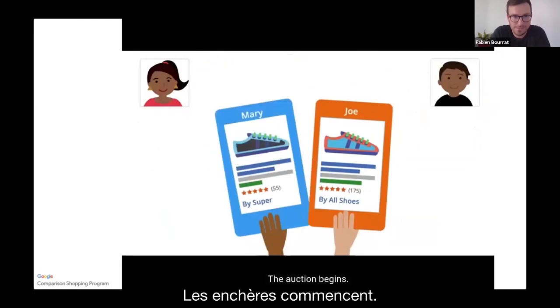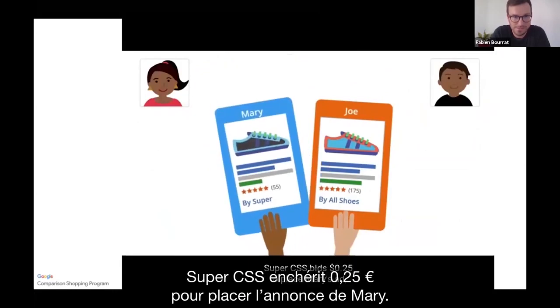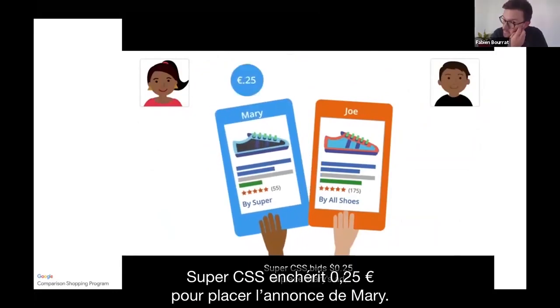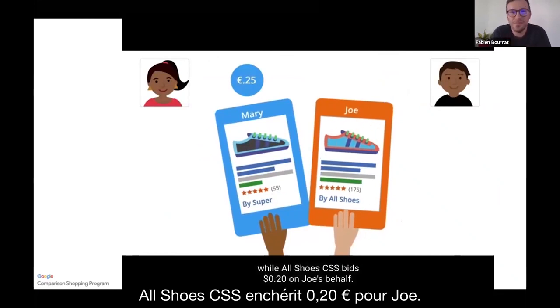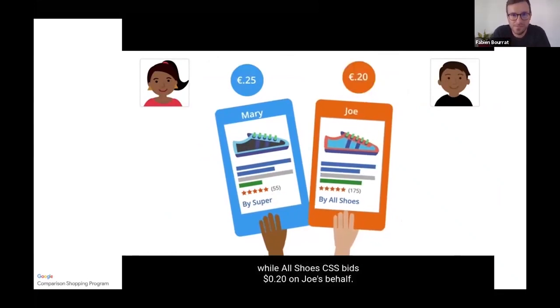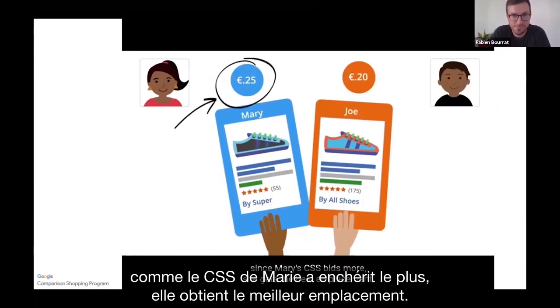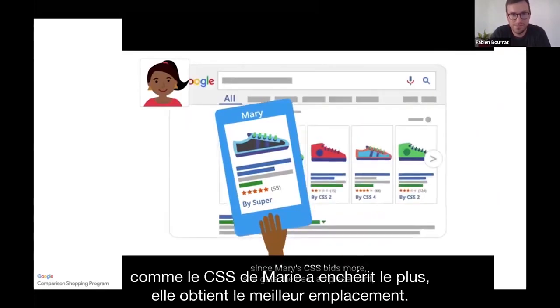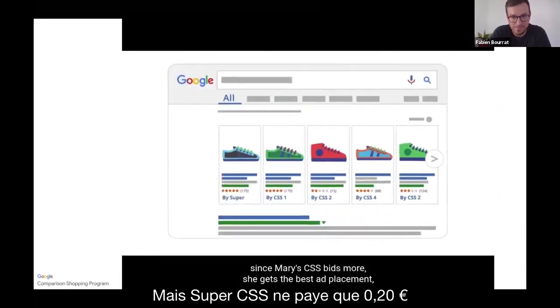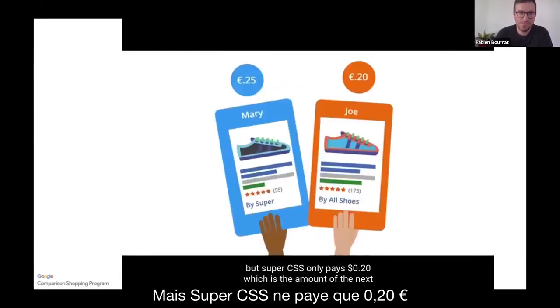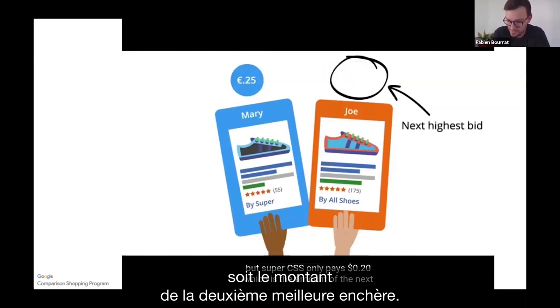The auction begins. Super CSS bids 25 cents to place Mary's ad, while All Shoe CSS bids 20 cents on Joe's behalf. Assuming all other factors were equal, since Super CSS bids more, Mary gets the best ad placement. But Super CSS only pays 20 cents, which is the amount of the next highest bid.